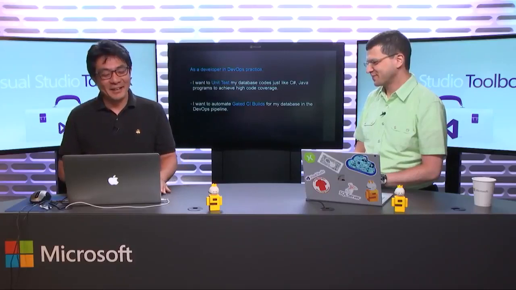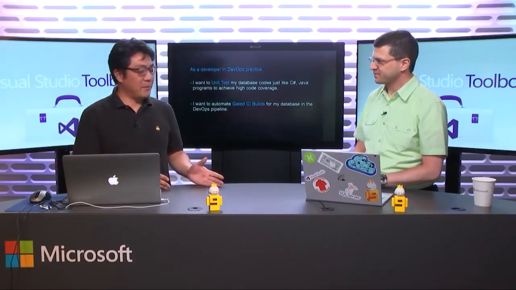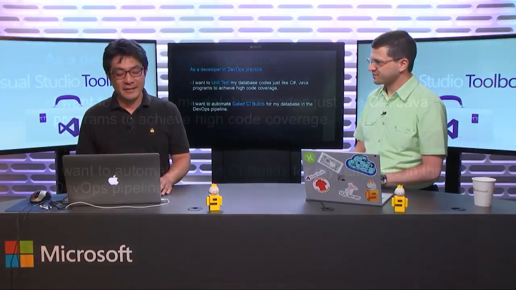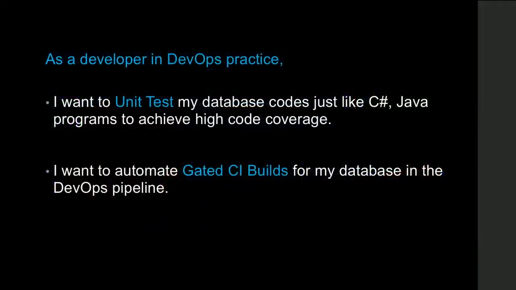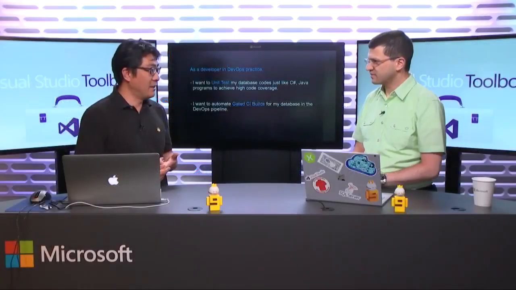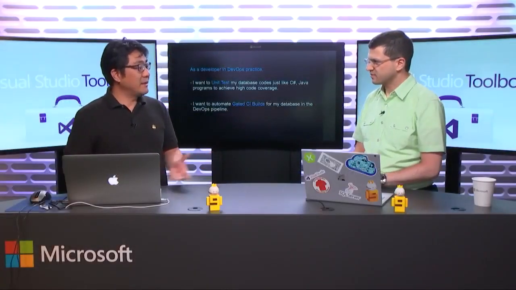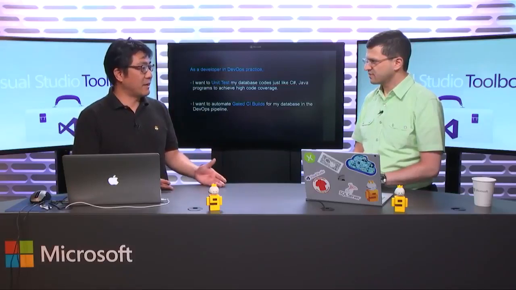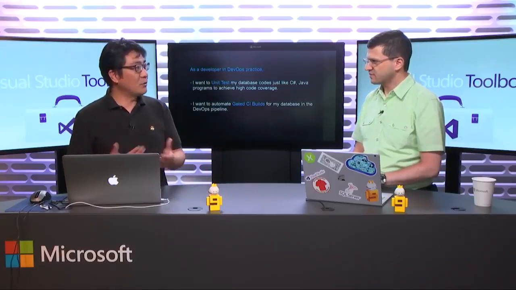Okay, and let's set up a goal for today's episode. As a developer in DevOps practice, I want to unit test my database code like a C# or Java program to achieve high code coverage. So if you're an application developer, you already practice unit testing, integration testing, and functional testing, right? So why don't we bring that good, tested practice into the database as well? I'm going to talk about that one.